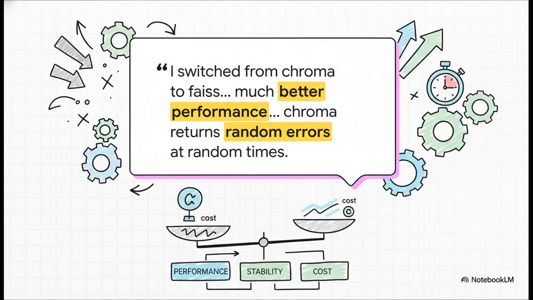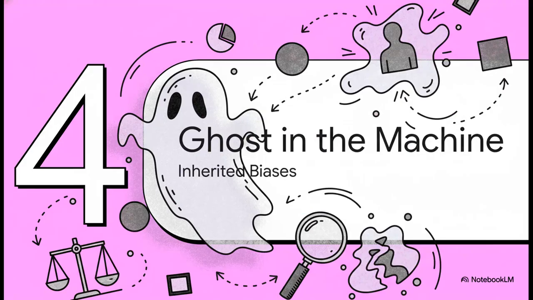And it is not an isolated case. Here's another one, a user talking about their AI app, switching from a tool called Chroma to one called Faiss for better performance. So the key takeaway here is that in the real world, picking a tool isn't about finding the one best option. It's about navigating this really complex landscape of trade-offs in performance, in stability, and of course, in cost.